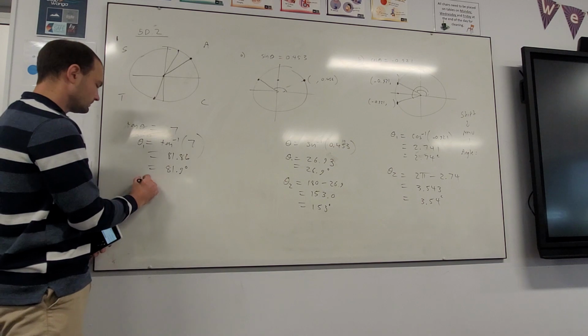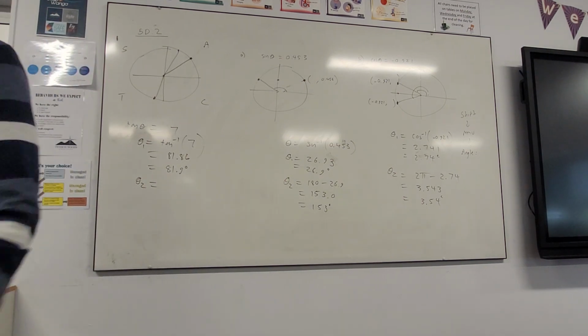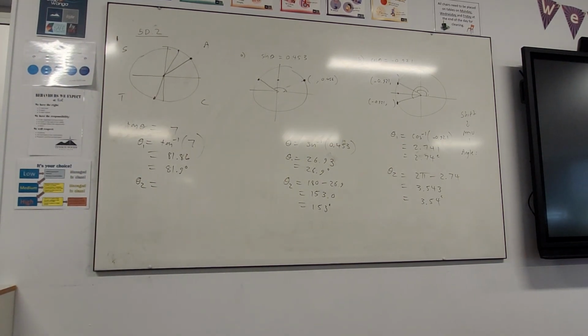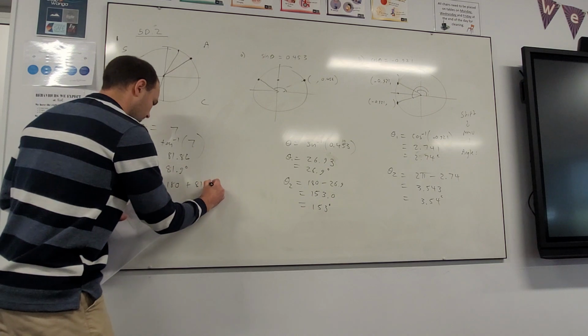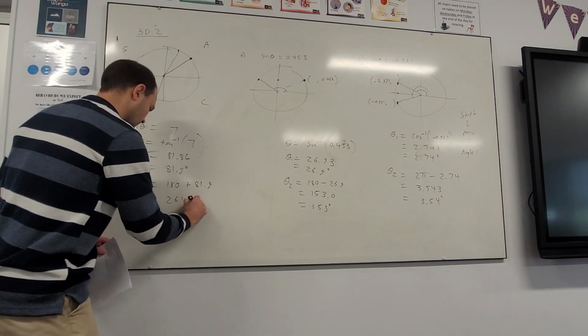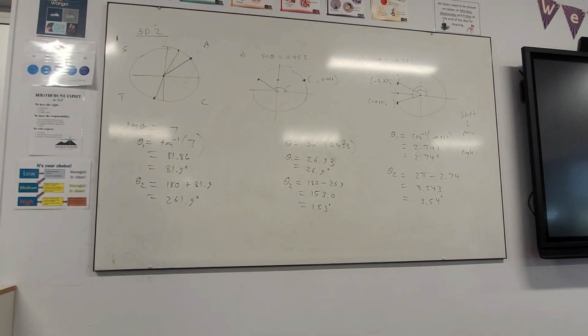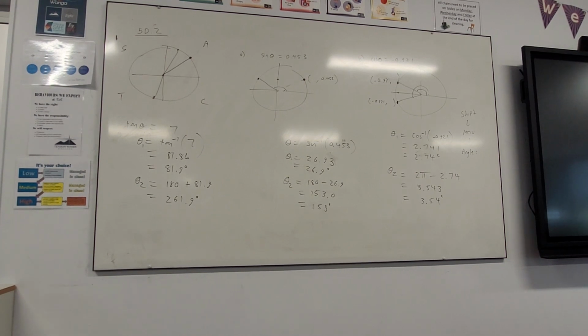So that's theta 1. And then for theta 2, we've got tan and we've got degrees. What's it say? Theta 2 is equal to 180 plus 81.9. So that's all you're doing in this exercise. I would say just do a few from question 1, a few from question 2, and then we'll move on to E, all right?